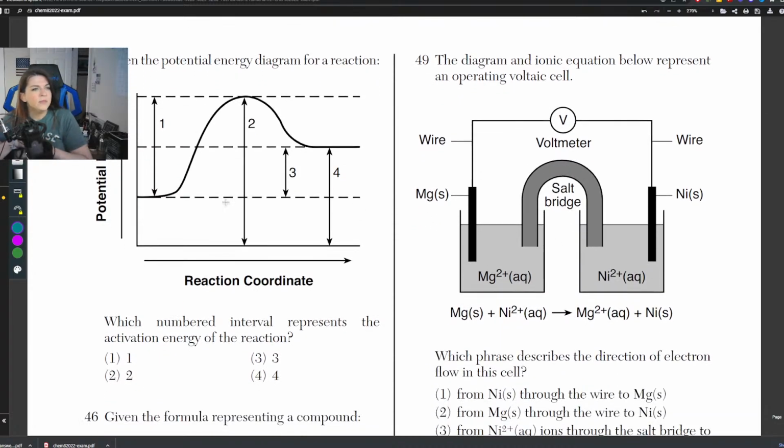Okay, 45. The potential energy diagram for the reaction. Which numbered interval represents the activation energy? Beautiful. Okay, activation energy of the reaction is the distance from the reactants to the activated complex. It is how much energy you need to start the reaction, so that would be choice 1. Choice 2 here is the energy of the activated complex. Choice 3, the difference between the reactants and the products, would be delta H. And then choice 4 is just the potential energy of the products.